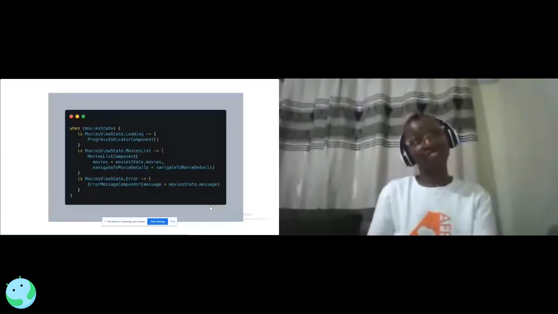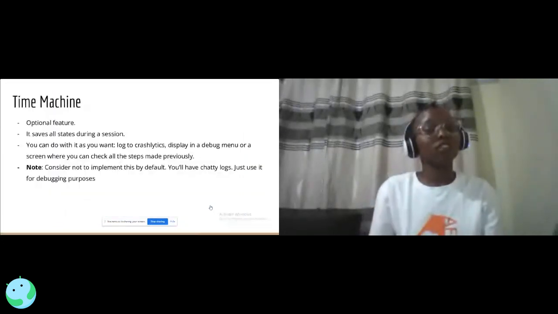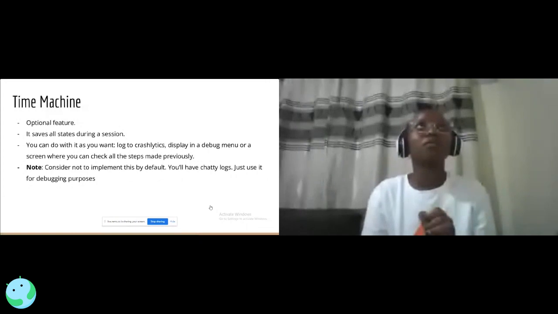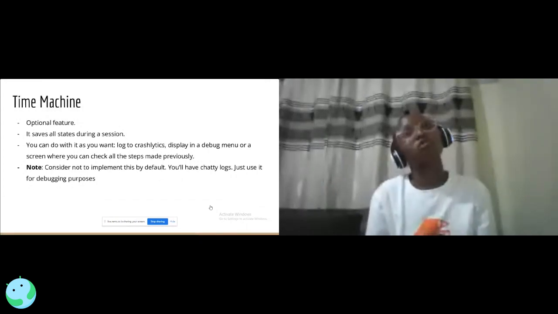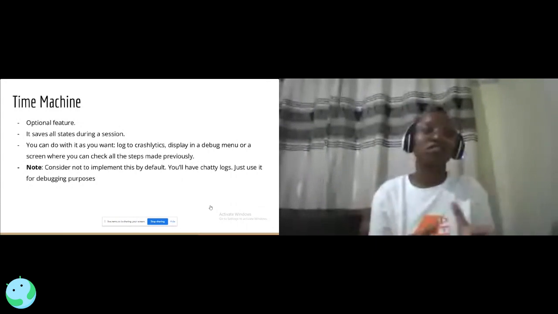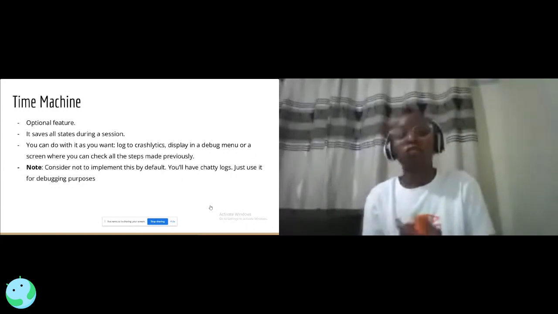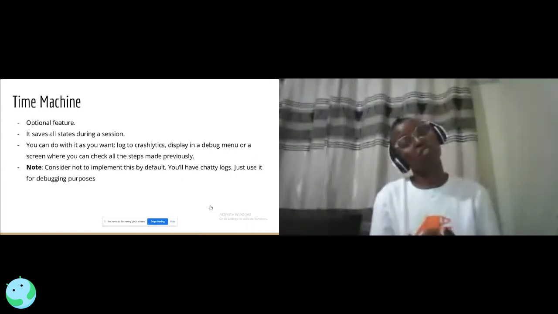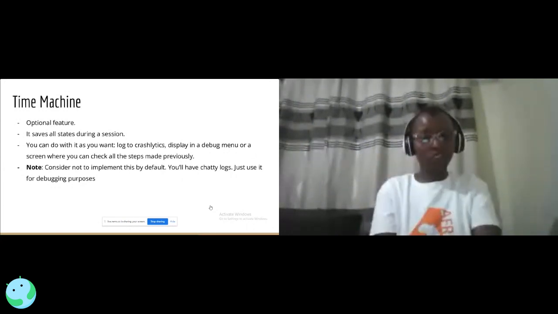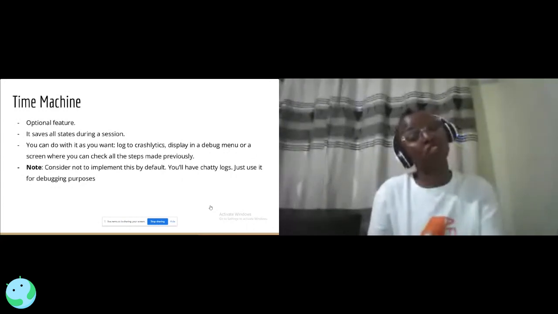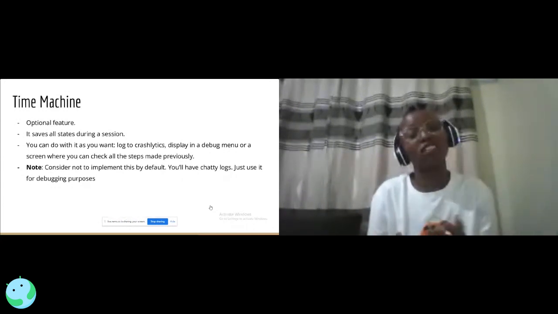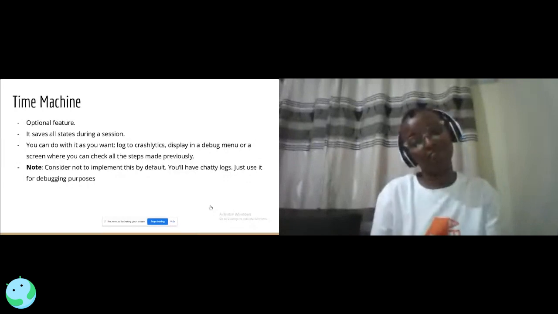An optional feature in MVI is a time machine, where you save all states during a session. This becomes handy when you're debugging the app. If there's a crash, you can see the states that led to the crash or the unexpected behavior in your app. You can log the states to a crash reporter, or display them in a debug menu. One thing to note: consider not implementing a time machine by default, because you'd definitely have too many bulky logs. I just use it for debugging purposes.